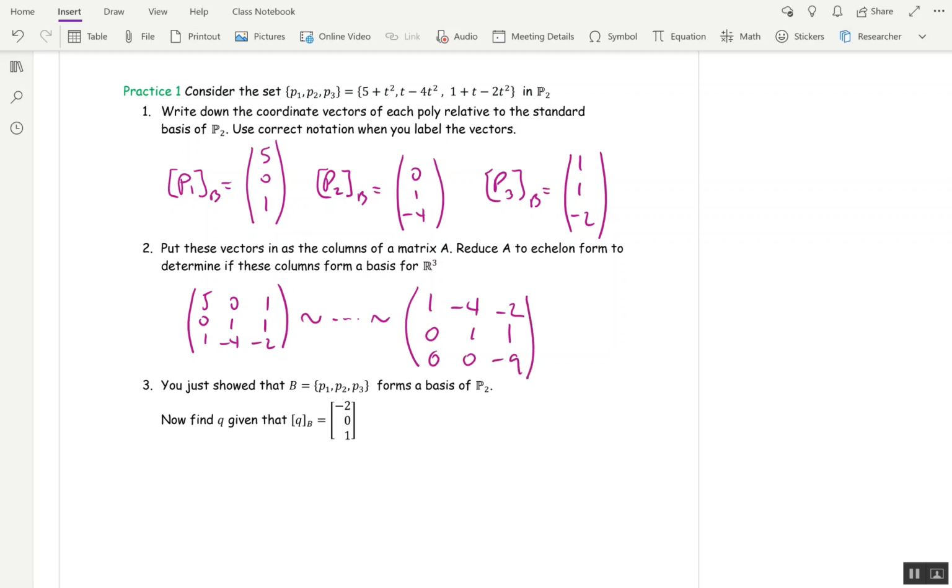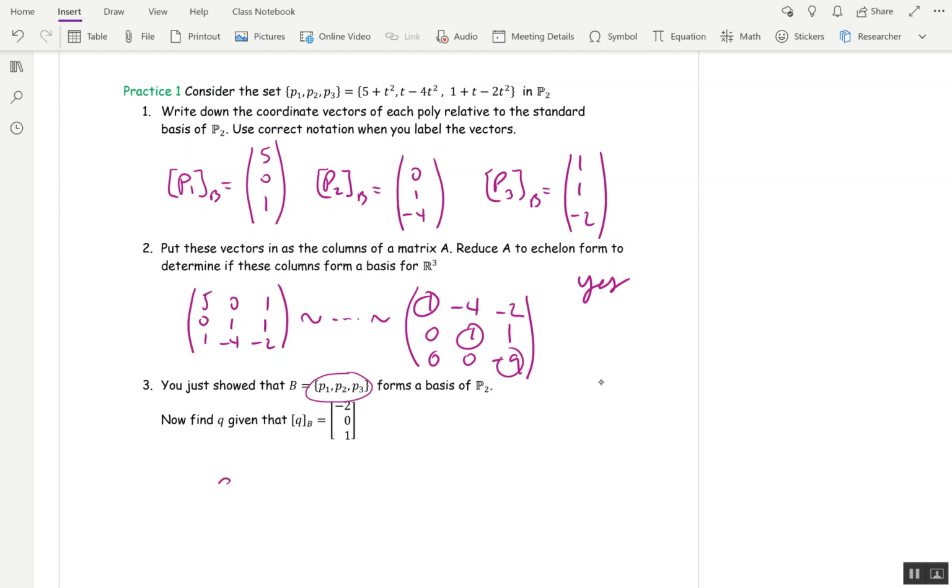All right, that's in echelon form, pivot, pivot, pivot. So yes, these form a basis for R3 because we have a pivot in every row and a pivot in every column. That means the original polynomials, P1, P2, P3, form a basis of P2. So given that they do, and given that Q sub B is negative 2, 0, 1, find Q.